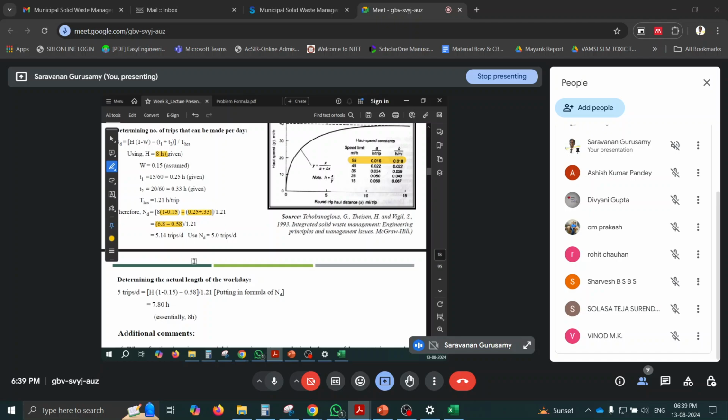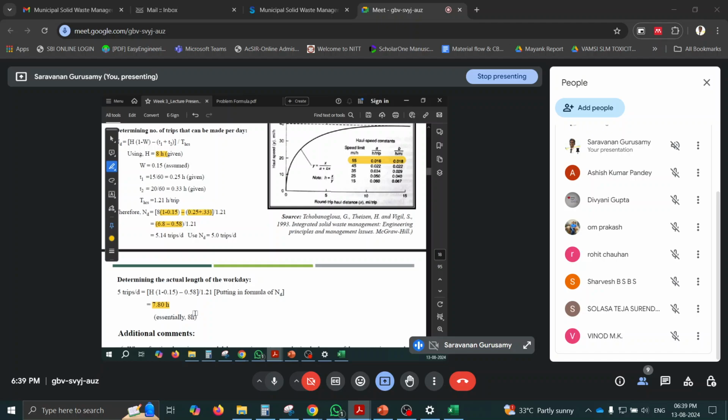So again, you can find the actual length of the work day because they already have 8 hours. Out of 8 hours, we found 5.14 trips per day, but we rounded off to 5 trips. Now, what is the actual length of the working day? If you substitute 5 in Nd and find H, that is the actual working hour, it is coming as 7.8 hours. So essentially, it's fine, 8 hours.